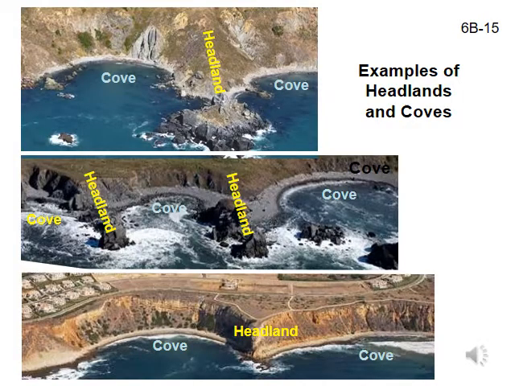Slide 15. Headlands and coves. Headlands are places where the land extends out into the ocean, small peninsulas. Coves are the places between headlands, where the ocean pushes into the land.